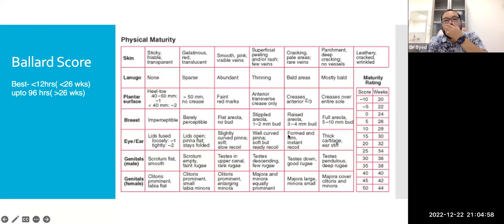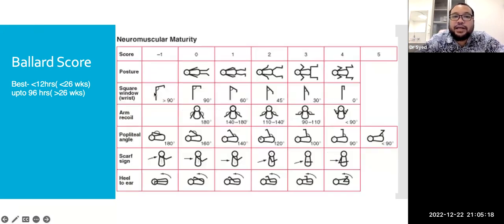Okay, how do we assess? Yang ni I'm not sure. I hope ada lecture pasal newborn assessment tu. Neonatal assessment tu we should have talked about Ballard scoring. So Ballard scoring ni ideally should be done within the first 12 hours, but it can be done up to day 4 of life. So kita assess physical dia and kita assess dia neuromuscular punya maturity.